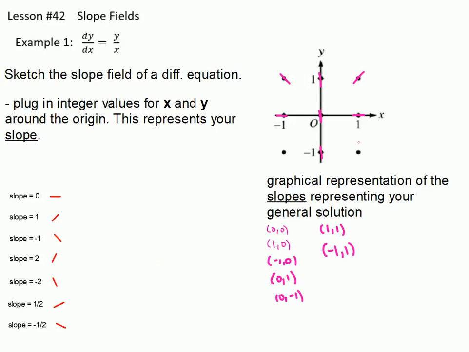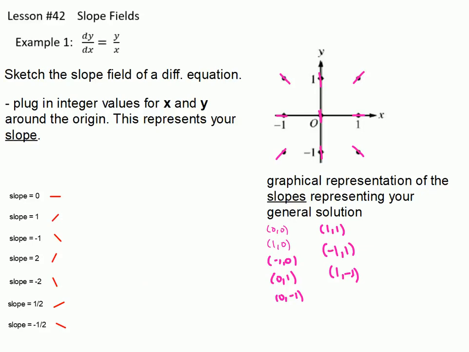Maybe it'll help you. Okay, let's look at this point. This is 1, negative 1. Right, and if we divide them, we actually just get negative 1. So again, just a negative slope right there. And then negative 1 over negative 1, this is going to give us positive 1. So we end up with a positive slope right here. Okay, that's how we would sketch a slope field.